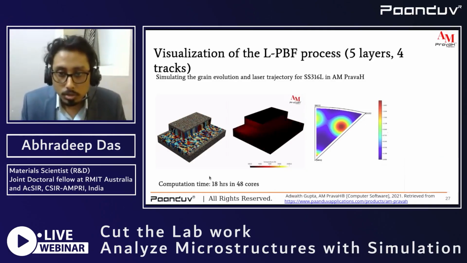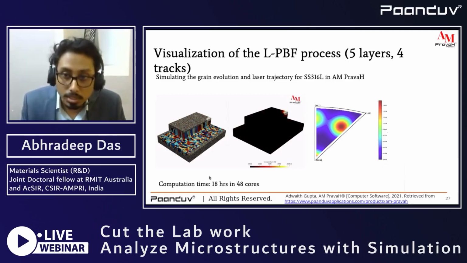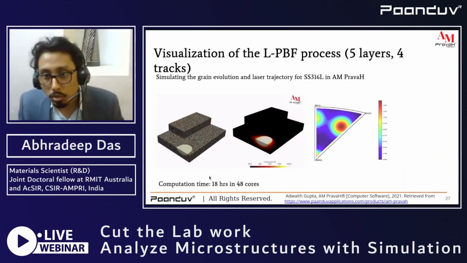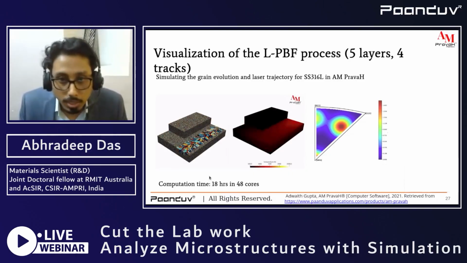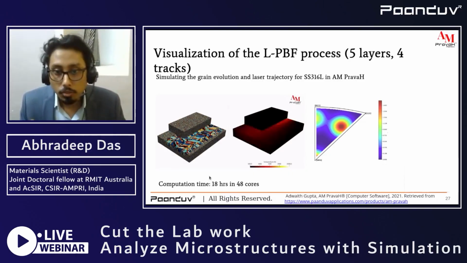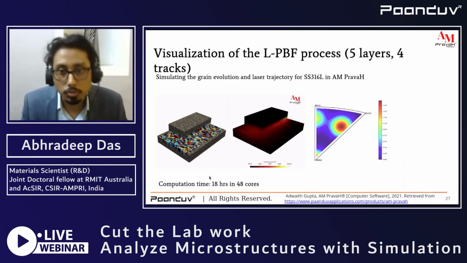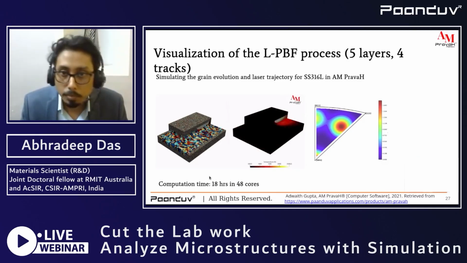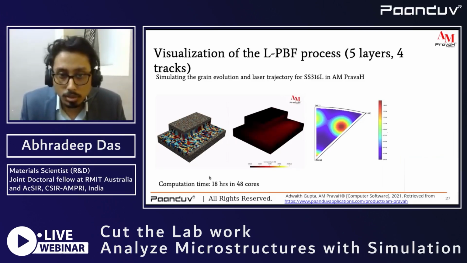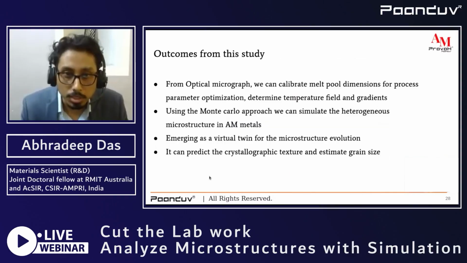We can also see the crystallographic texture presented using the inverse pole figure without actually diving into the EBSD analysis. For this entire simulation, the computation time is around 18 hours for a 48 cores machine. Such simulations have great accuracy, and they also hold the thermal history quite accurately, depending upon which the microstructure evolution has happened. That's how we have captured not only the spatial development but also the temporal development.